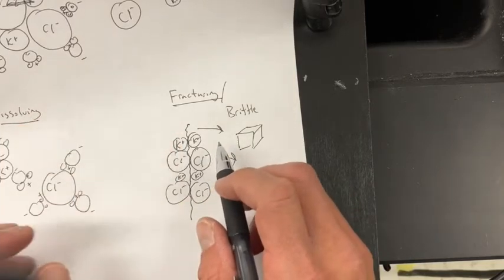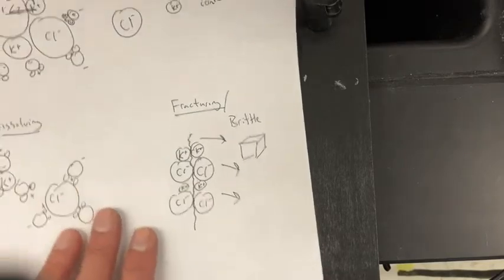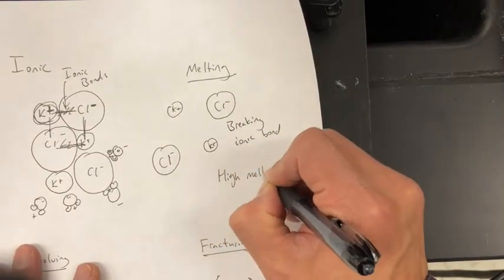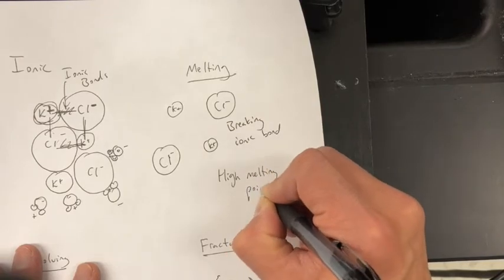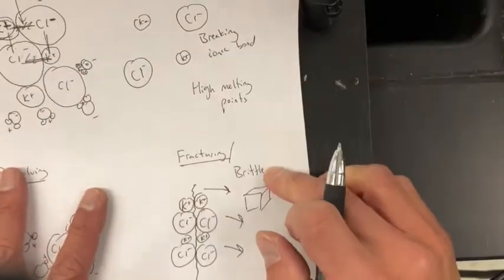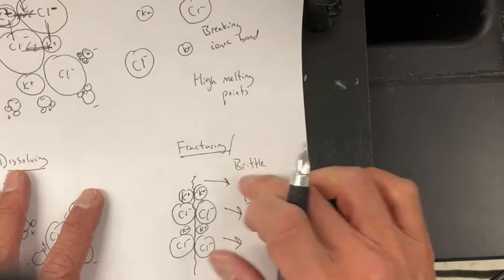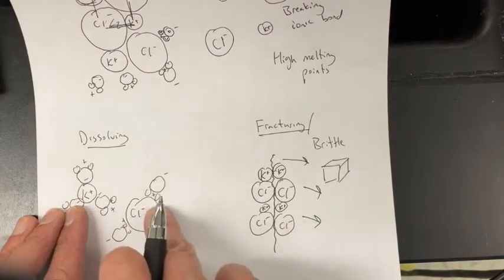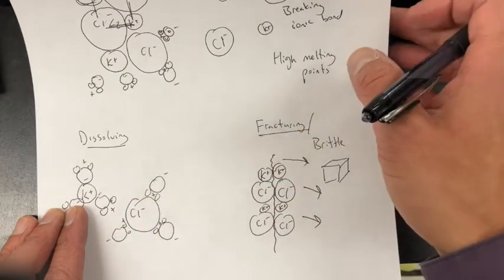So those are some of the properties of ionic things. They have high melting points. They are brittle, and they fracture. They dissolve in water because they have ions and they can interact with the plus and minus charges.